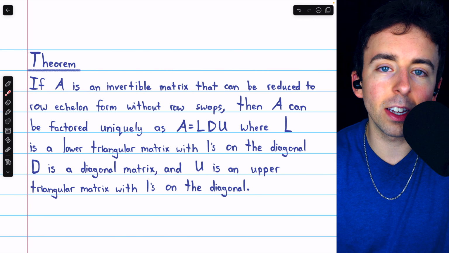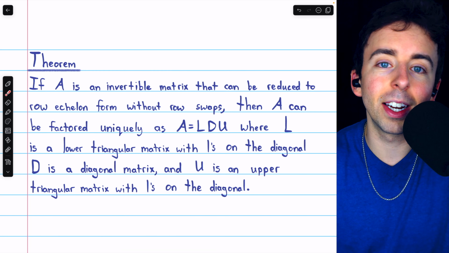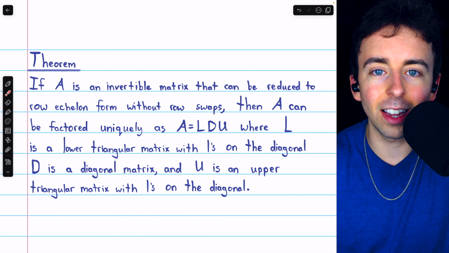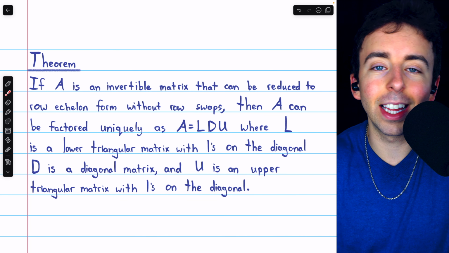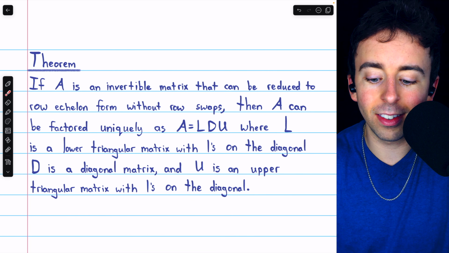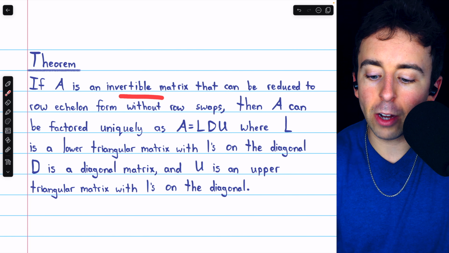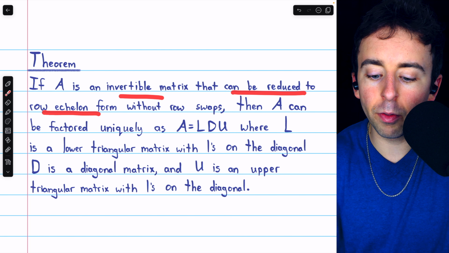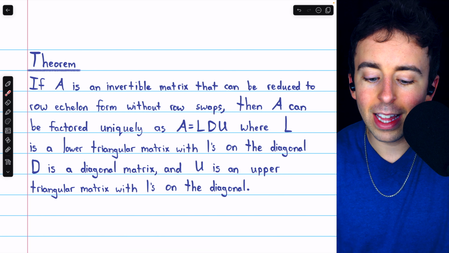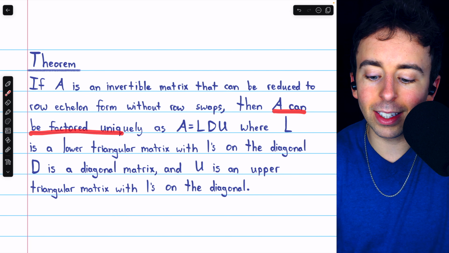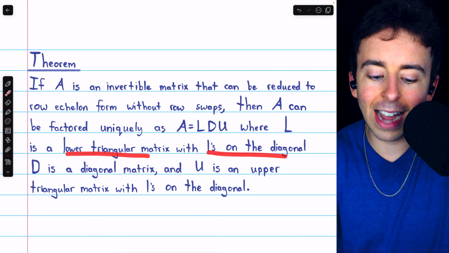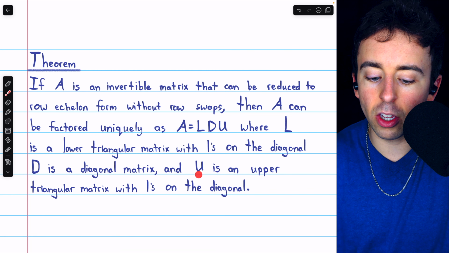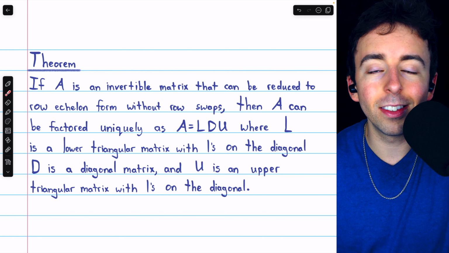similar to with LU decompositions, we can be sure that an LDU decomposition exists. Specifically, if A is an invertible matrix, so its diagonal entries will necessarily be non-zero. If it's an invertible matrix that can be reduced to row echelon form without any row swaps, then A can be factored uniquely as LDU, where L is a lower triangular matrix with 1s on the diagonal, D is a diagonal matrix, and U is an upper triangular matrix with 1s on the diagonal.